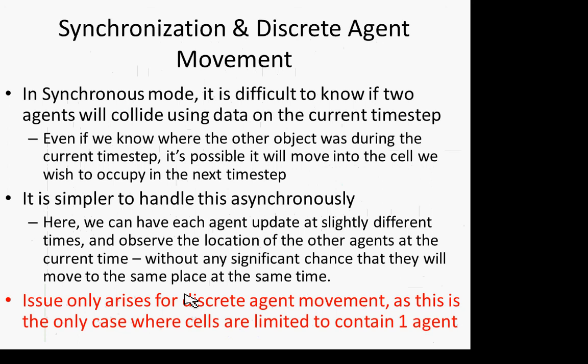Okay. The issue here is that it's difficult to know if 2 agents will collide using data on the current time step. For example, both want to move to the same location. And that's something that it's hard to avoid. If you update asynchronously without this sort of lockstep movement, they're updating at slightly different times. Whichever goes first seizes that, and that's fine. So really this is something that arises for discrete agent movement and that you have to worry about.